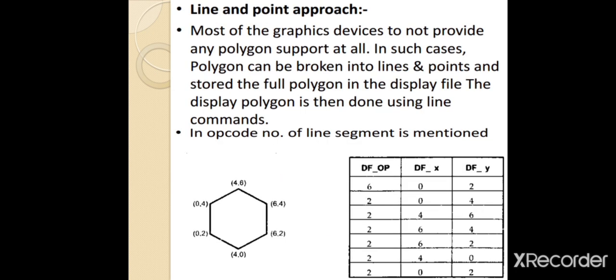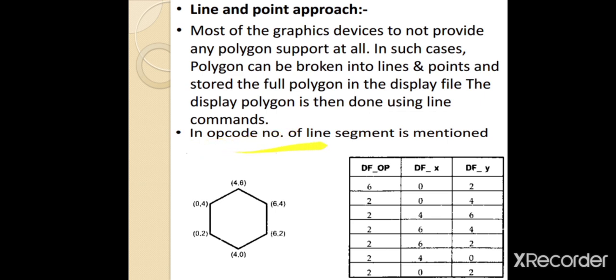In the line and point approach, which is used by most graphics devices, they do not provide any polygon support at all. Every device does not have such a facility where we put in a command draw poly and it draws the polygon for us. So in that case we can make use of the line and point approach. In such cases the polygon can be broken down into a number of lines and points, and the full polygon is stored in the display file, which is the most important concept. The display of the polygon is then done using the line commands.